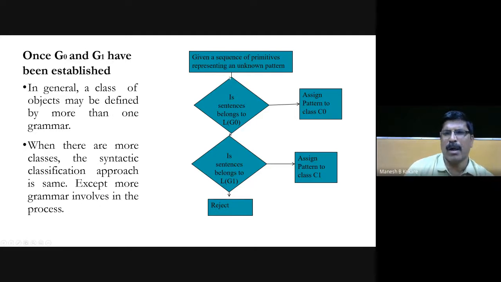Now, for example, how does syntactic object recognition work? Given a sequence of primitives representing an unknown pattern, check whether the sentence belongs to L of G0, that is, the language of class C0. If yes, you can generate the sequence of this unknown pattern by application of grammar G0. If this language and L of G0 are the same, then we can say that the unknown pattern belongs to class C0. If not, then what do you have to do?